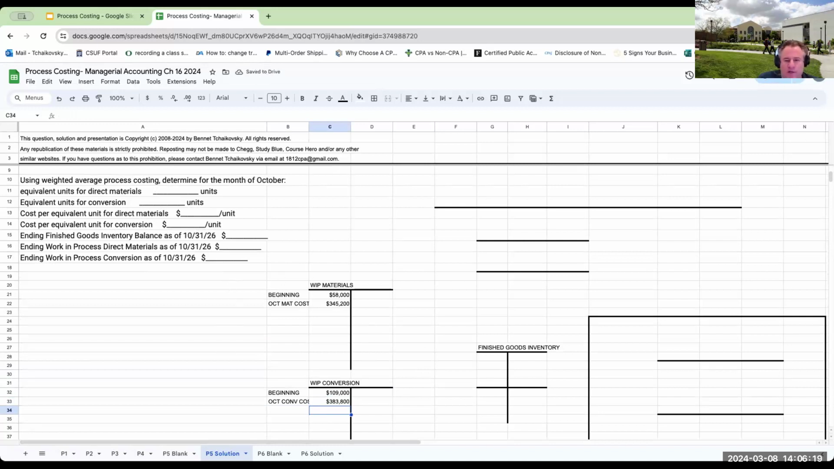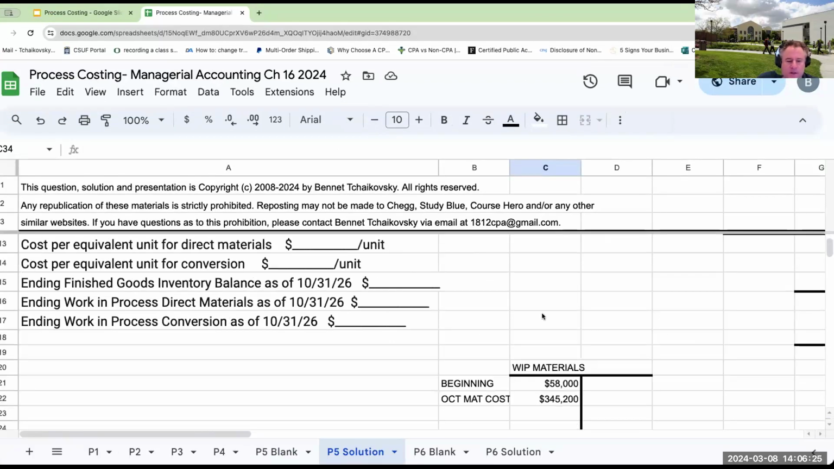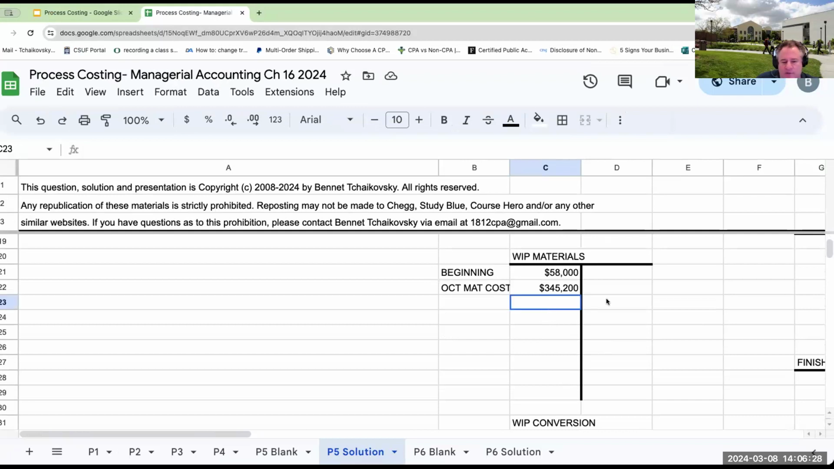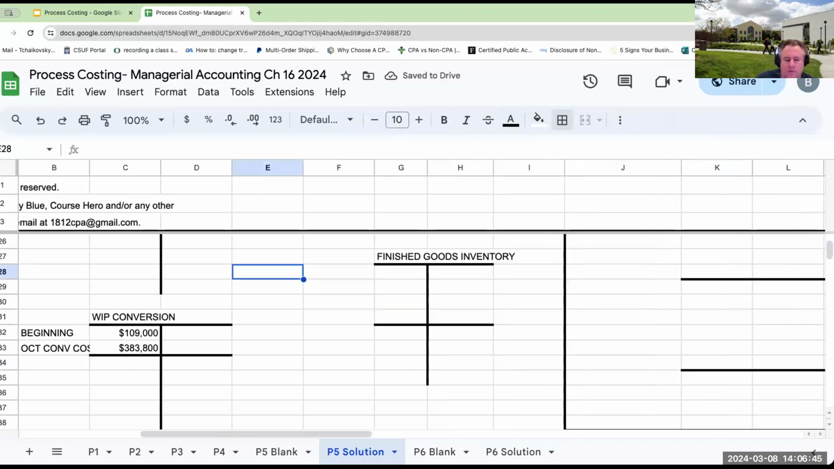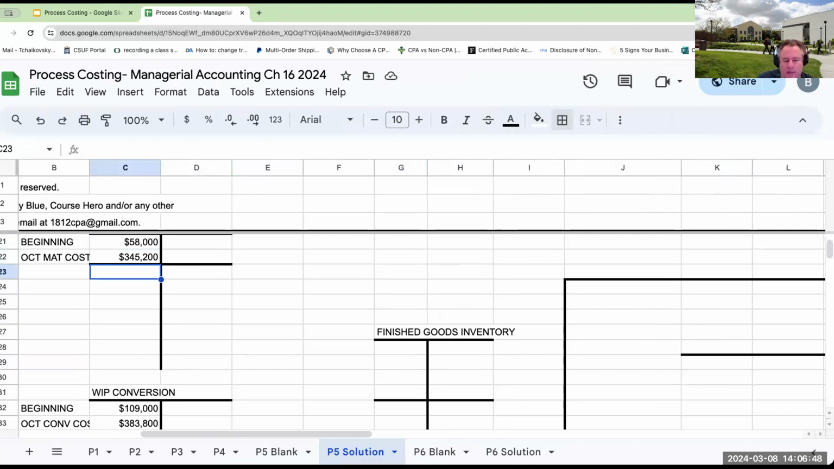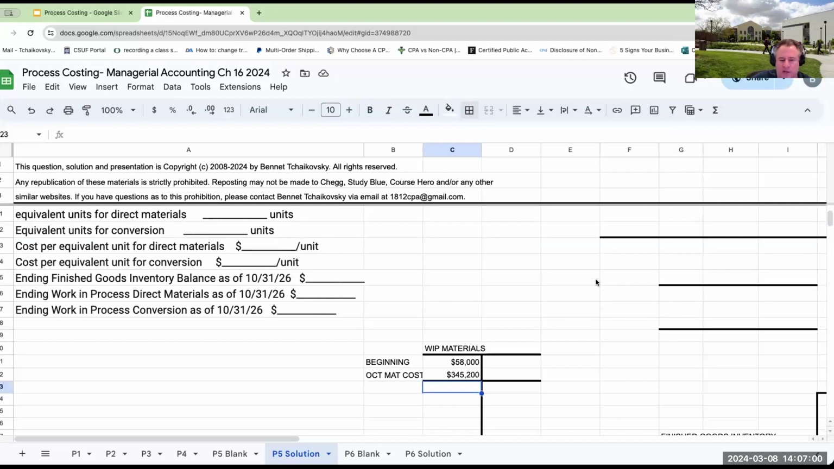So what we're trying to do in these different questions is we have these costs that are sitting over here in terms of materials, and how do we help these costs transfer over to finished goods? How do we get these costs that are sitting in our work in process accounts over to finished goods inventory? That's really what we're trying to do with these questions.